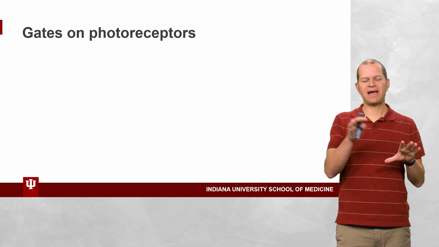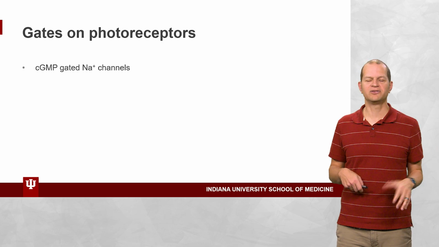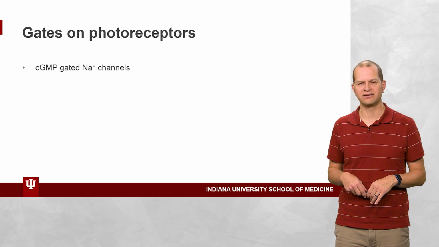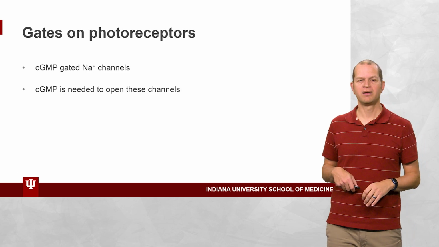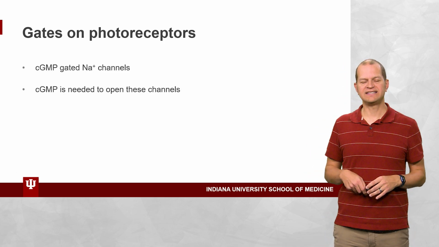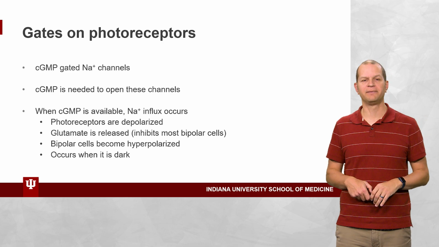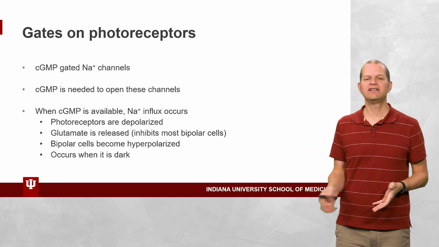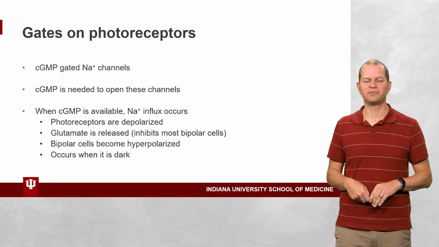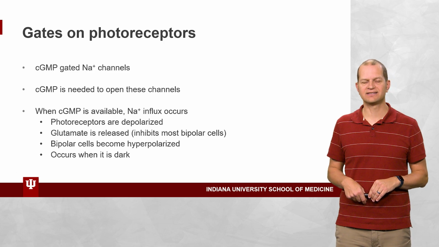Okay, I want to bounce back real quick to the gates that we have on the photoreceptors. Remember I mentioned those cGMP gated sodium channels. Yes, calcium is involved, but we're focusing on sodium. Okay, so we call them cGMP gated channels because cGMP is the key to open them up. And so if I have cGMP, sodium influx occurs into the photoreceptors. That allows these photoreceptors to become depolarized.